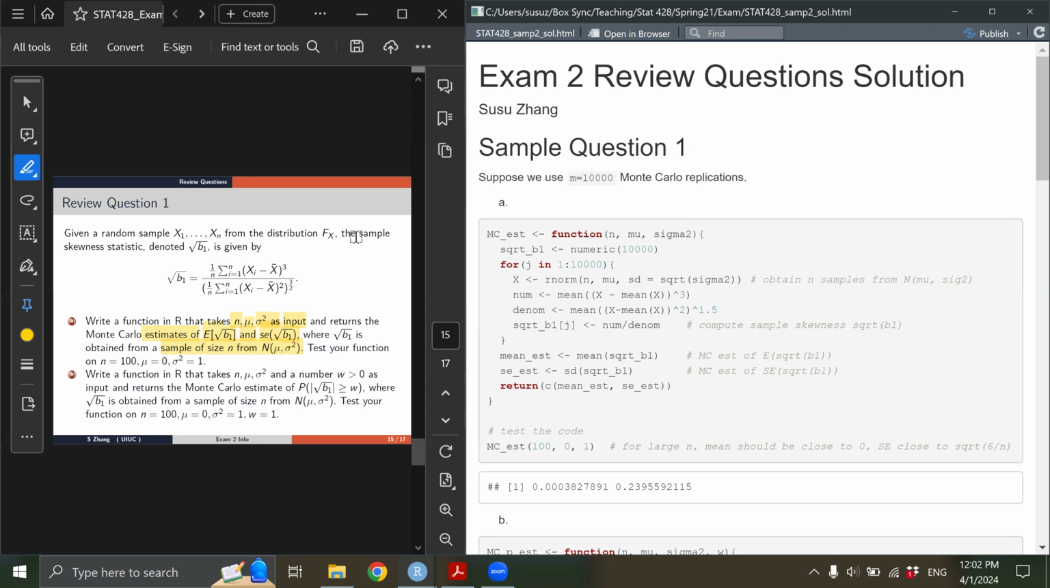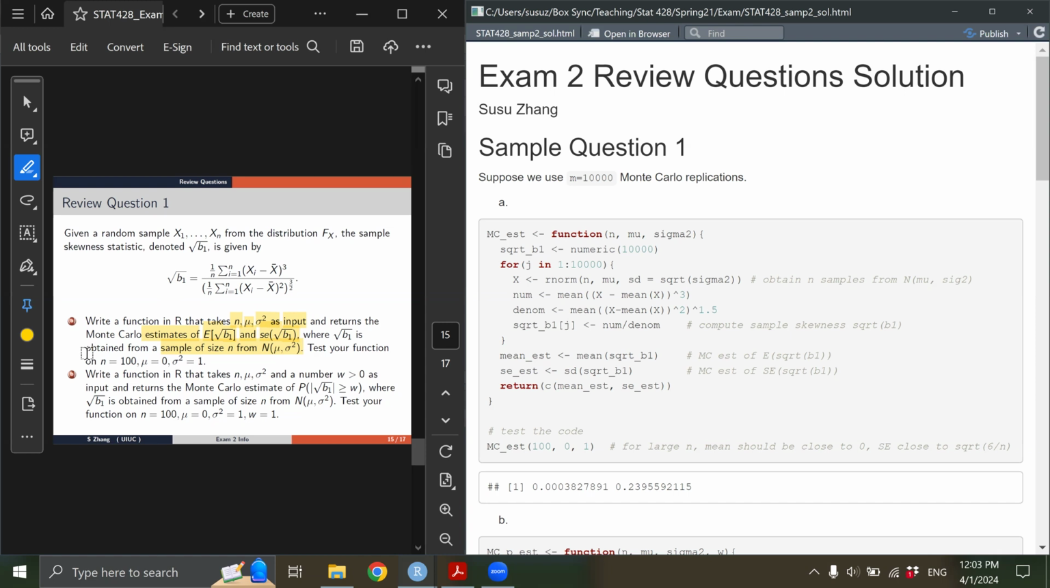Just as a quick note, when is this going to be useful? A lot of the time you might be interested in testing the skewness of a distribution. Whenever you obtain samples from a distribution, you might be interested in finding out whether that distribution is skewed or not. It turns out this sample skewness statistic is very useful in this kind of skewness test. So let's get started with part A.